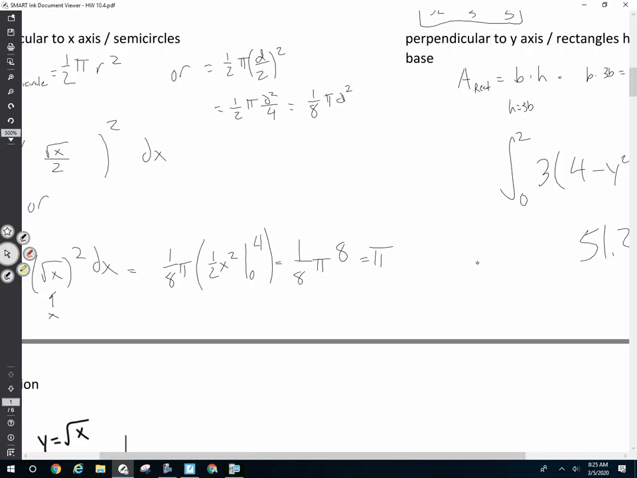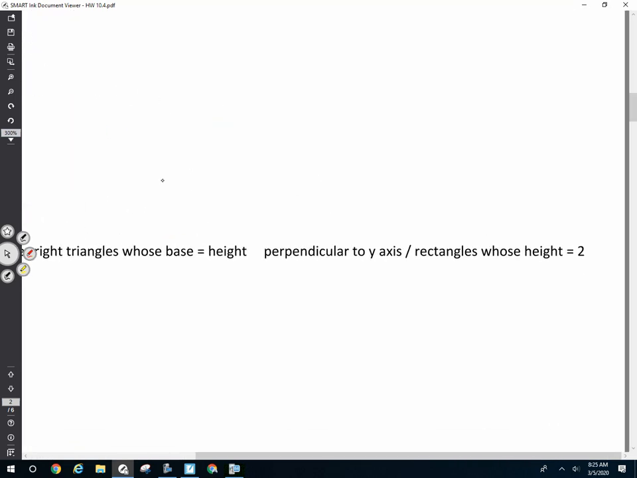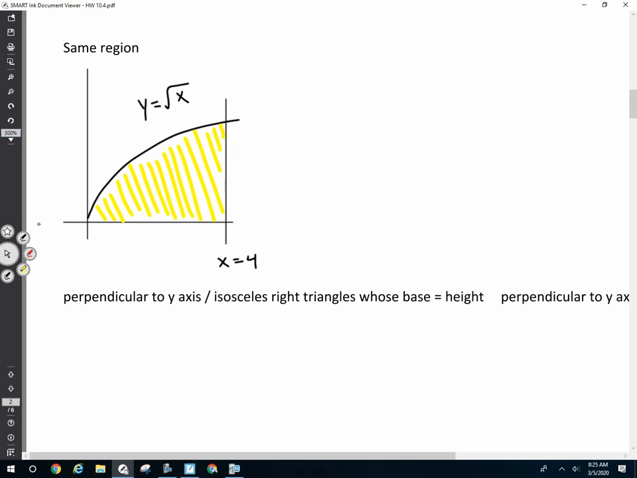All right, moving to the same region. I think I was lazy on this homework, so I didn't change up the regions that much. Perpendicular to the y-axis. Okay, perpendicular y-axis. Here would be the bases of my isosceles triangles, whose base is the same as the height. The area of a triangle is 1/2 base length times height. The base and the height are the same, so it's just 1/2 the base length squared.